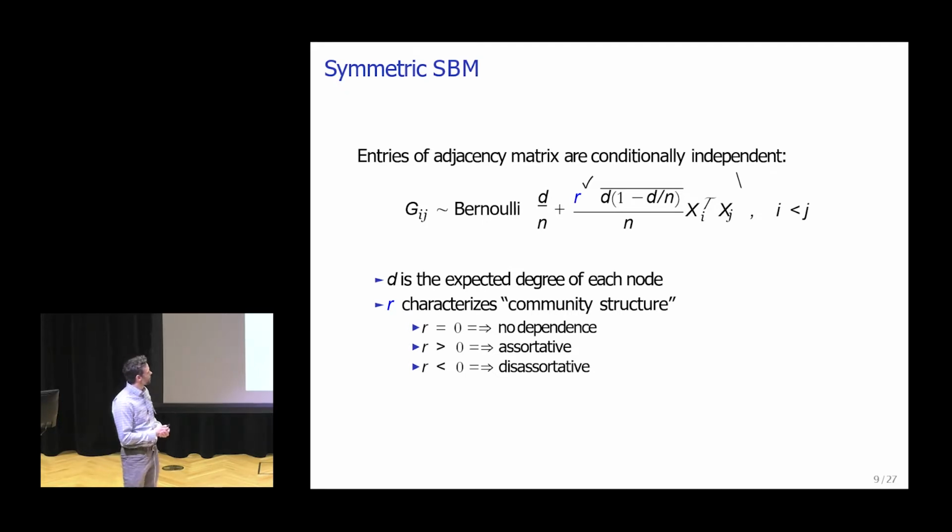And the relevant parameter here is that there's some signal strength R. So if R is 0, there's no information. The graph has nothing to do with the underlying truth. If R is positive, people in the same community are more likely to be friends. If R is negative, the other way around.